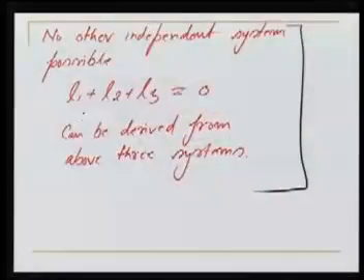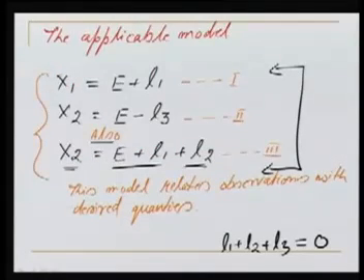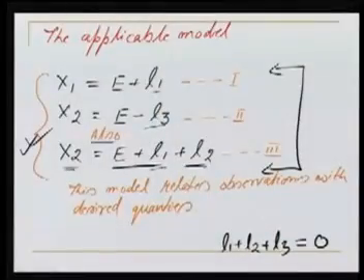But this model or this system is not independent. The meaning is I can derive it from these three equations. So it's not independent. We are looking for systems which are totally independent. Over here, all these three are independent.